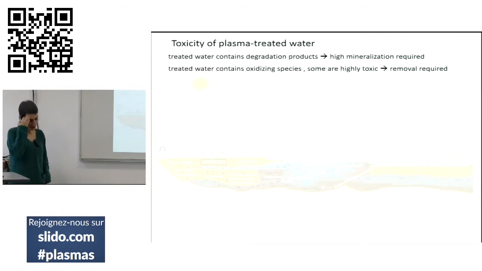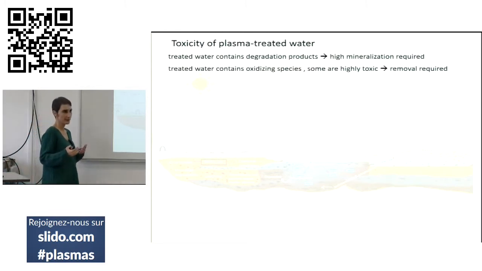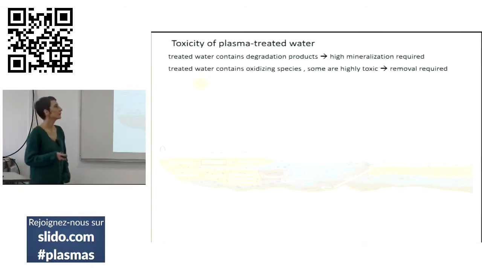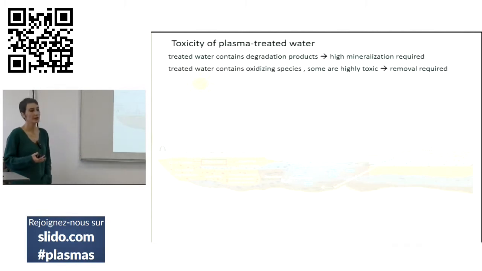About the toxicity of plasma-treated water, I was quite skeptical, not only because they contain all these degradation products, which can or cannot be toxic, but they contain also some oxidizing species, such as residual ozone or hydrogen peroxide or other oxidizers, and some of them are very toxic. So it would be a good idea to try to remove them from the treated solutions.